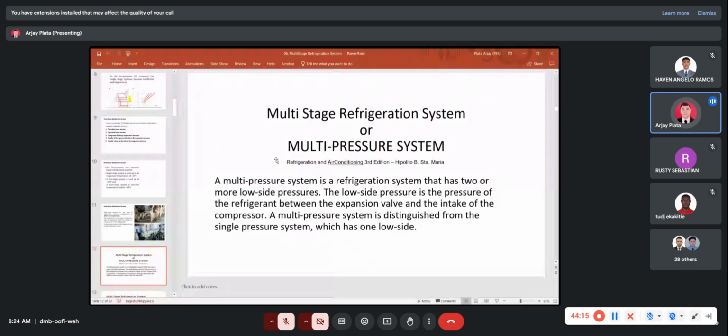And then the multi-pressure system, as I have discussed, is a refrigeration system that has two or more low side pressures. The low side pressure is the pressure of the refrigerant between the expansion valve and the intake of the compressor. A multi-pressure system is distinguished from the single pressure system, which has one low side.